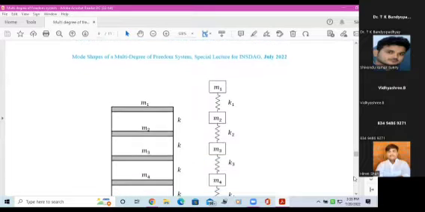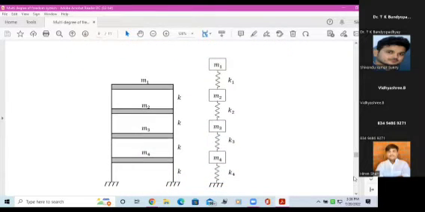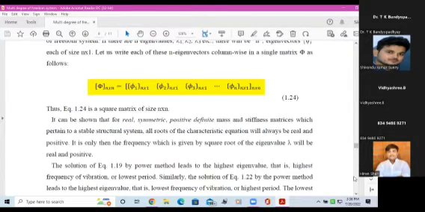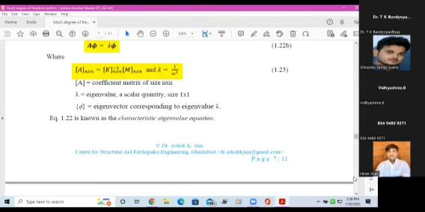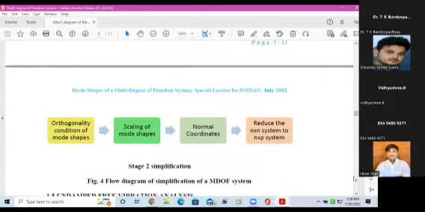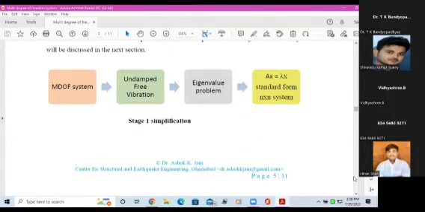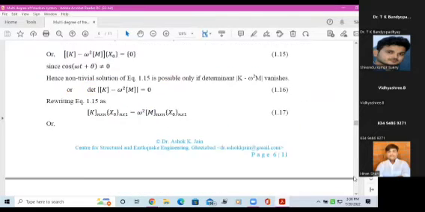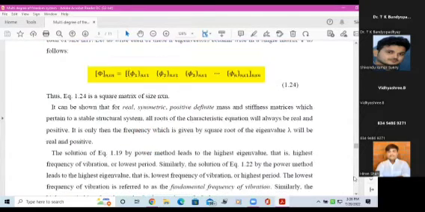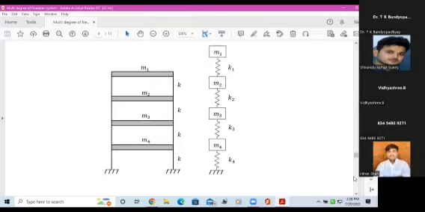Now once we understand that, we can simplify this multi-degree system into an eigenvalue problem and find out the first P frequencies and P modes. Let's come to this building. Now this is a 4-story building having mass M1, M2, M3, M4 lumped at each floor.